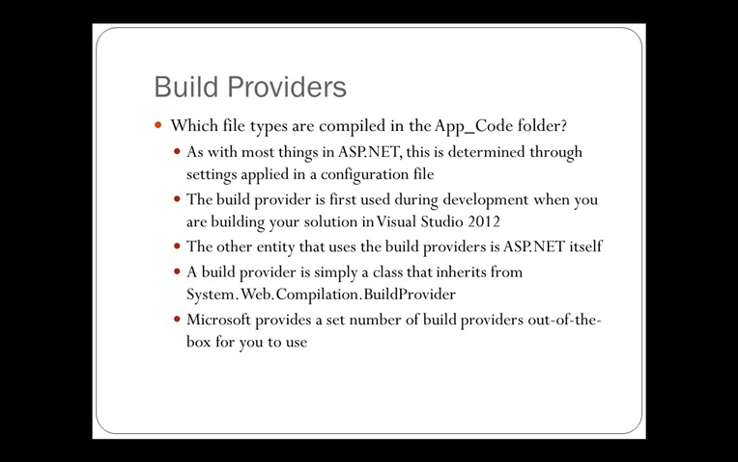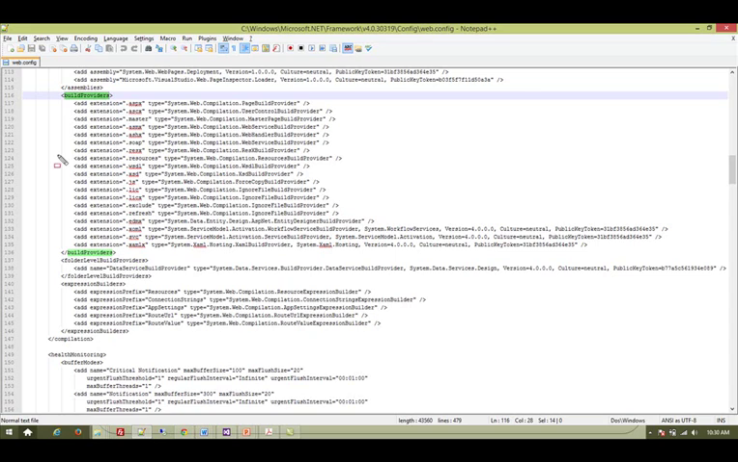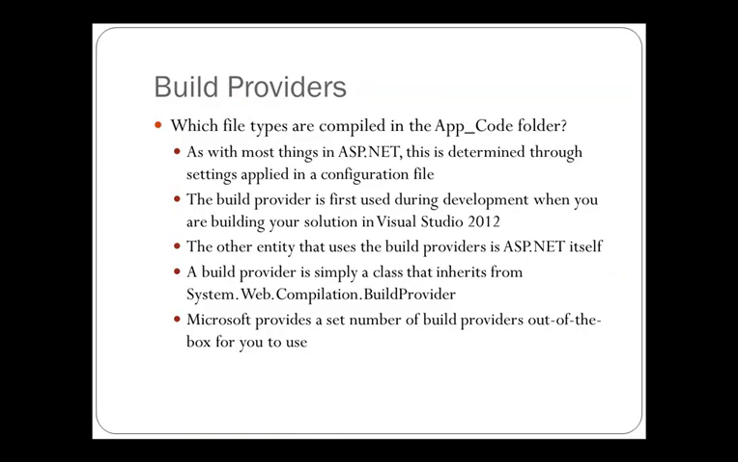A build provider is simply a class that inherits from System.Web.Compilation.BuildProvider, the section we just looked at in the web config. The build provider section in the web config file allows you to list the build provider classes that will be utilized. For example, the one for the WSDL file that I keep referencing here is right here.